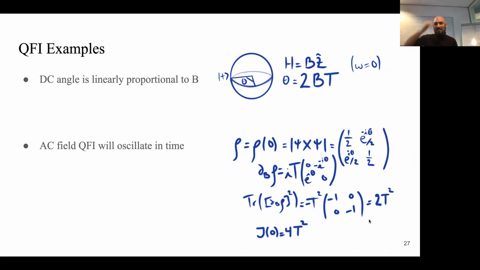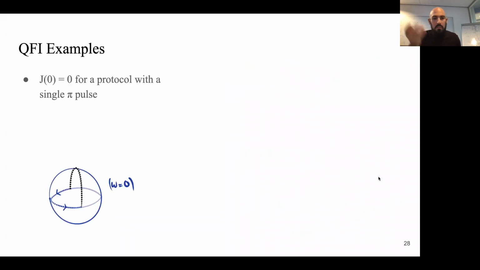As the previous questioner asked, if you have an AC field though, it'll just oscillate in time. And so you can imagine that if you measure the state at the end of the protocol, after it's oscillated for a full period, you'll have 0 information about the magnetic field. So that's one way it can zero itself out.